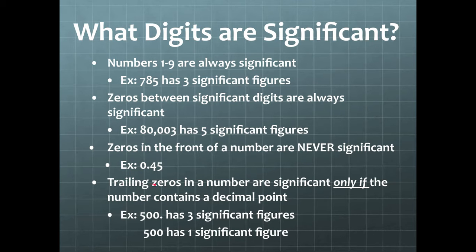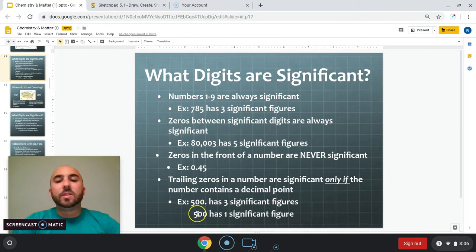And trailing zeros can get a little tricky because sometimes they count and sometimes they don't. You have to look for the decimal point because trailing zeros are significant only if the number contains a decimal point. So if you look here at my bottom example, 500, there is a decimal point present. So the number 500 with the decimal point has 3 significant figures. But if you look here at this other one, there is no decimal point in this 500. So this one only has 1 significant figure.